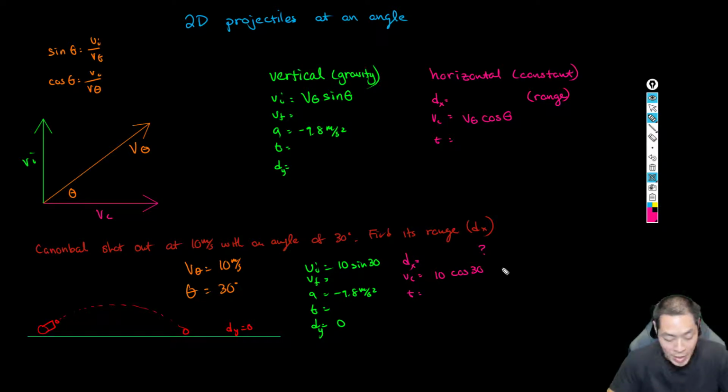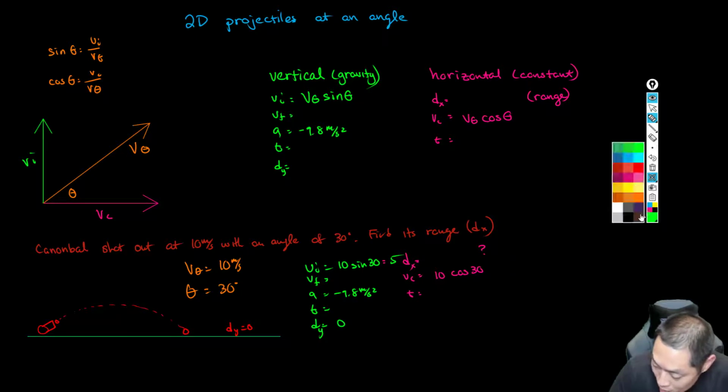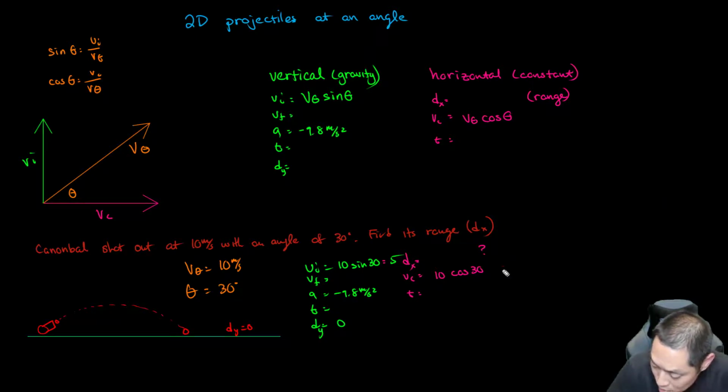So we're going to solve it. I purposely picked 30 for a reason, and hopefully you find out really quickly why, and that's because sine of 30 is 0.5, so this is just 5. I don't have room to write the units, but it's meters per second. Cosine of 30 is kind of special, not as much, but it's something that probably most of us know, memorized. And this one is equal to 8.66.